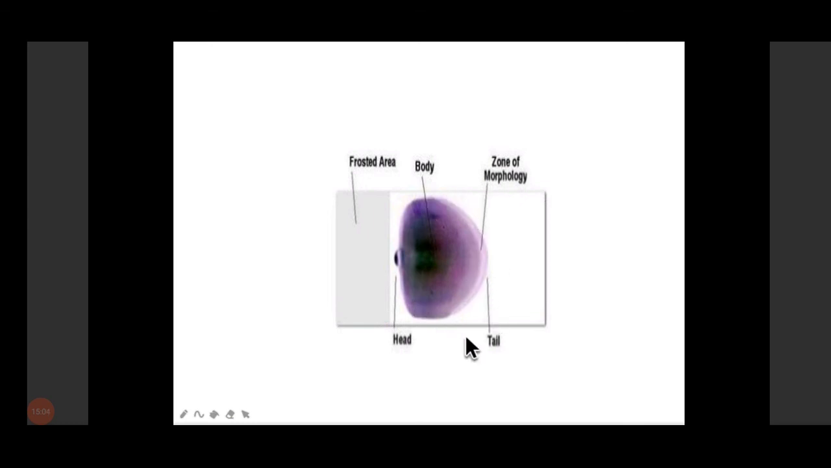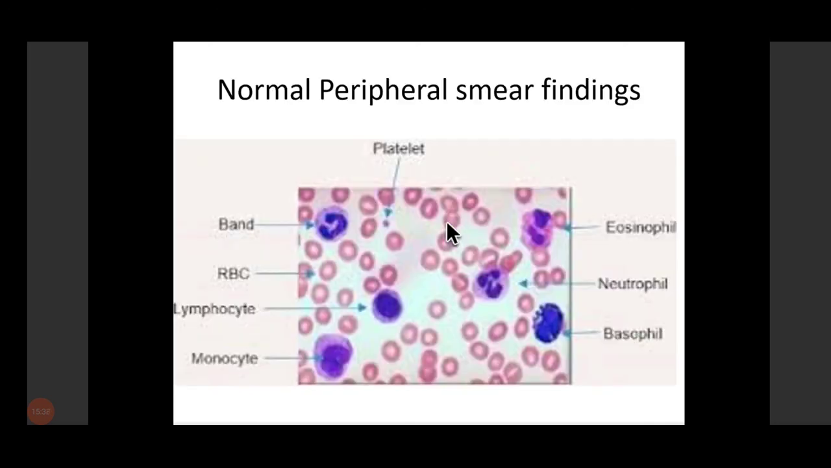Okay, so this is how your peripheral smear should look when you're being assessed, and you should stain it with Leishman stain. The procedure and everything will be taught to you today, and we should see the features between the junction of the body and tail. This is where we see the morphology of the cell, and please do the differential count here. At the head and the body, you should never look because all the cells are just lying on top of each other.